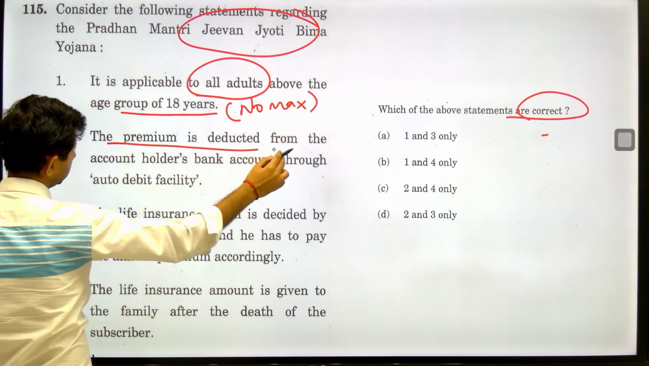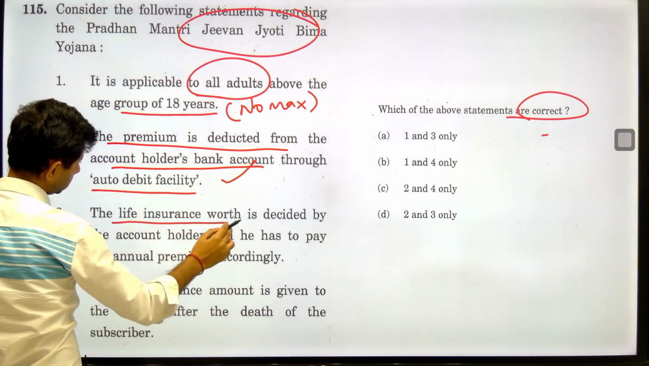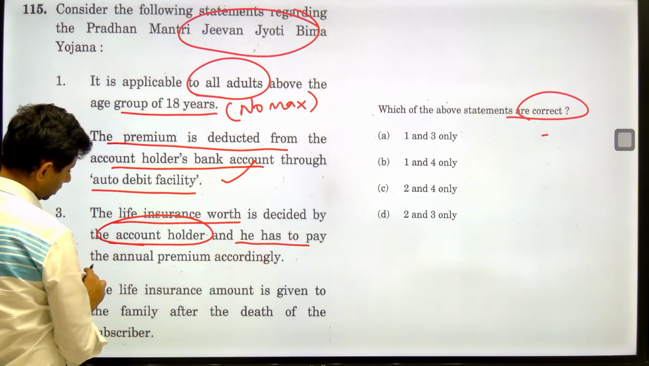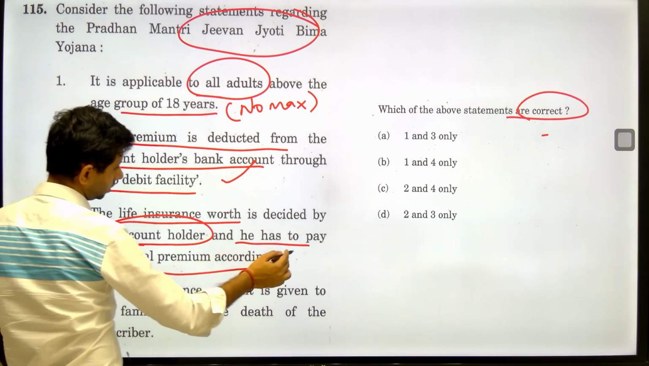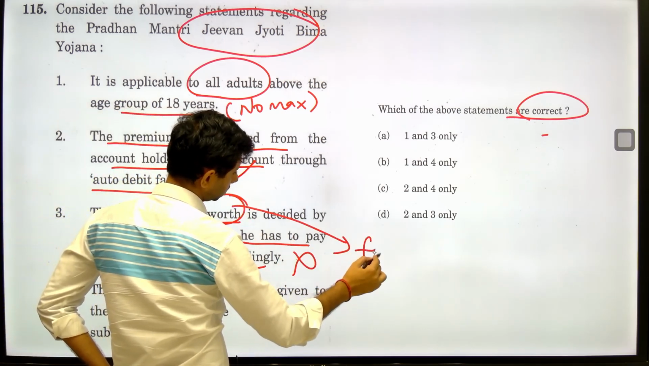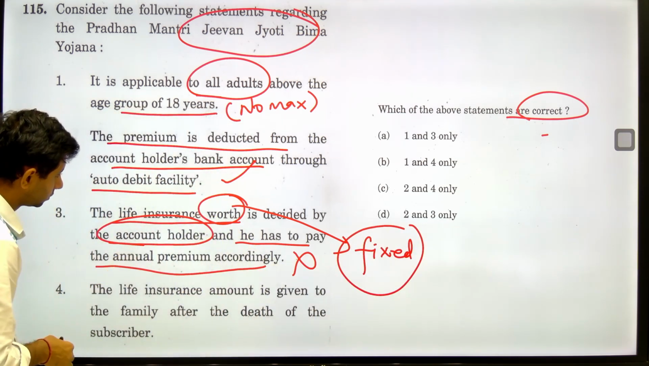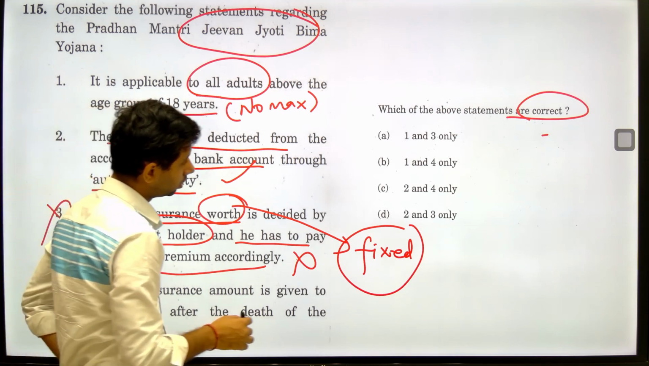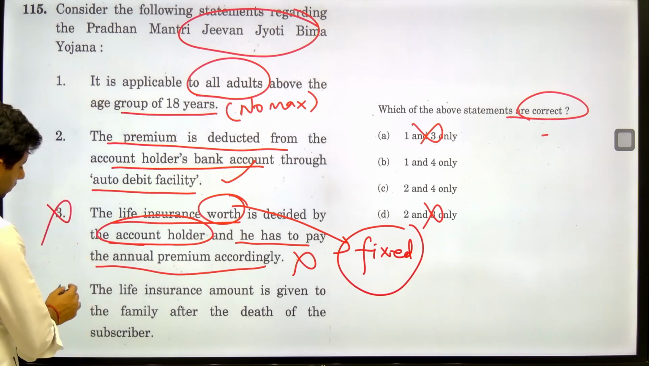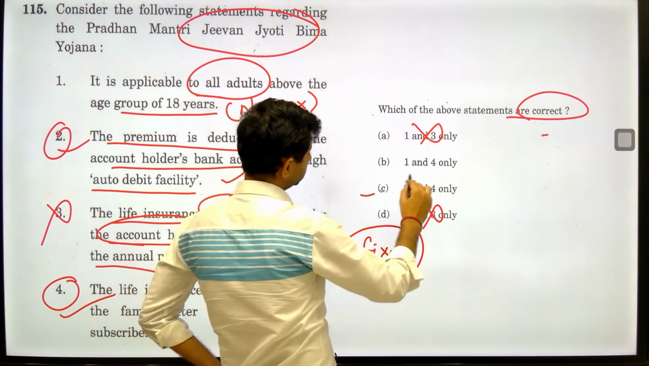The premium is deducted from the account holder's bank account through auto debit facility, correct. Life insurance worth is decided by the account holder and he has to pay the annual premium accordingly. This is wrong because worth is already fixed and similarly the premium is already fixed under this scheme. So 3 becomes wrong, 1 and 3 is wrong. Okay. 4th statement is already correct and 2nd is correct. So answer should be C only.